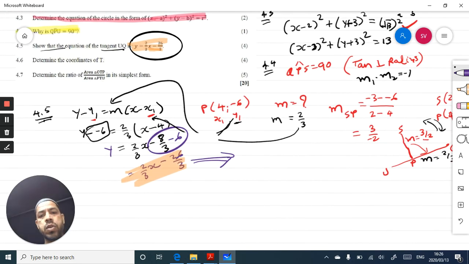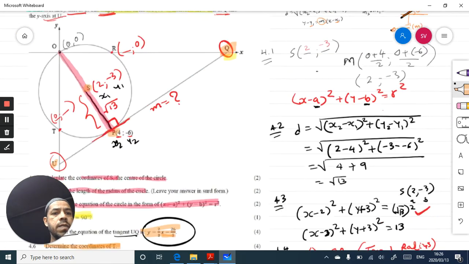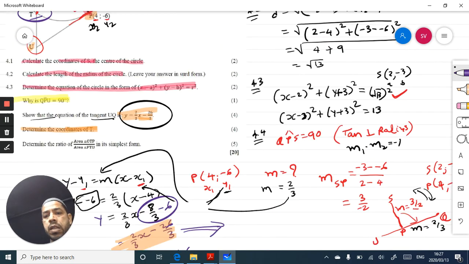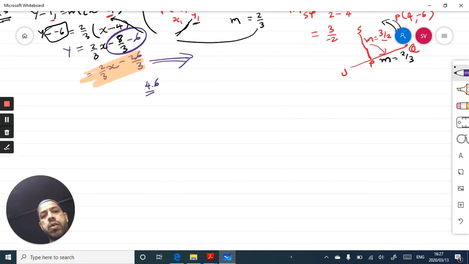Okay, so now the next question, 4.6. Question 4.6 says: determine the coordinates of T. So let me go back and see where T is. Okay, here I found T. Then that T, if I see, is my y-intercept with the circle. So my x-coordinate, I already have noted down, is 0. So that means it's going to help me now. The substitution x equals 0.